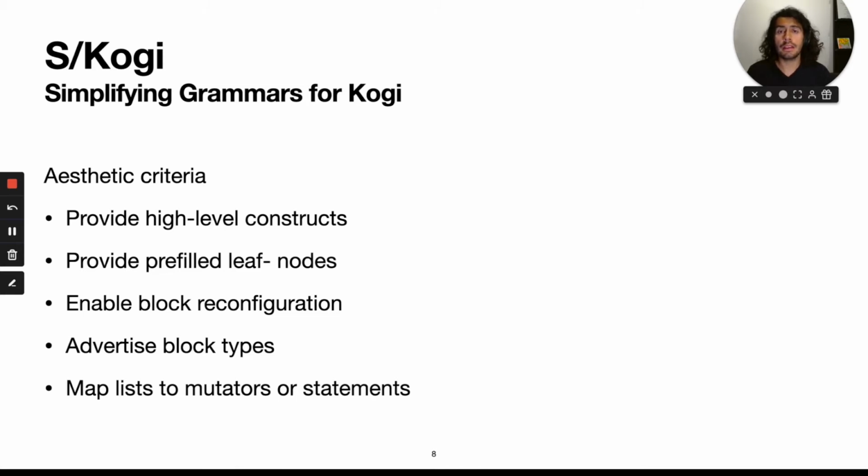We define the following criteria. First, we want to provide high-level constructs. We want to offer pre-filled leaf nodes, so users don't have to drag and drop every single block. We want to enable the reconfiguration of blocks. This is important, as we saw on the most popular platforms. We want to make the block types explicit. And finally, we want to map lists to mutators or statements.